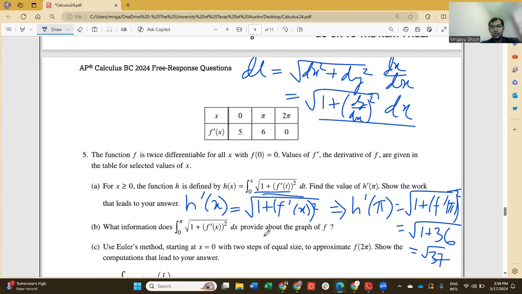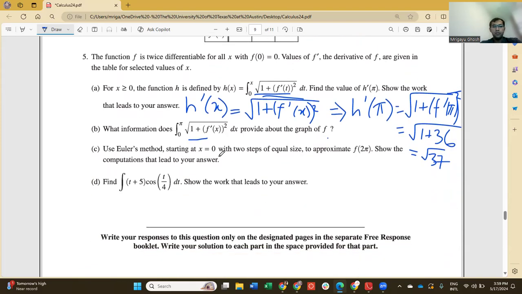So what information does this provide about the graph of f? This, again, I'm just going to give it to you verbally. I'm not going to write it out because of the space, but that expression provides you with the length of the curve of f from x equals 0 to x equals pi. That's what it gives you. The length of the curve of f from x equals 0 to x equals pi. Okay.